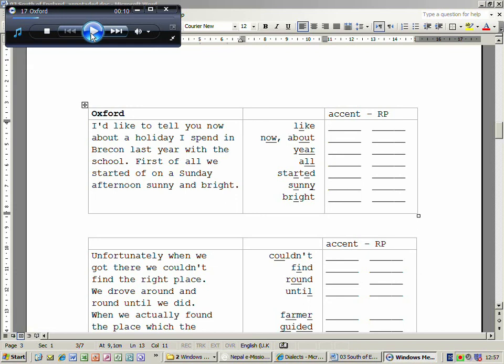Ooh is all right. That's just an ordinary ooh sound. But Sunday afternoon, sunny and bright. He's halfway between the two. He's taught in school to say Sunday and sunny. At home he will say Sunday and sunny. And he's halfway between the two. Sunday is a little bit less split. Sunny seems to be completely split. Listen to it again.